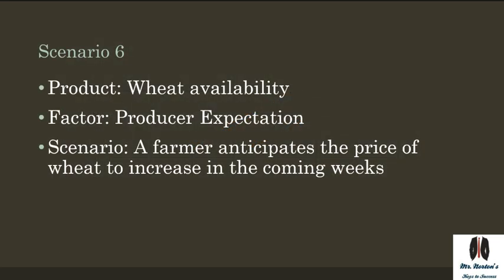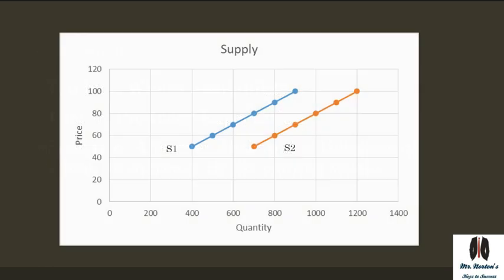All right, so let's do this one. Wheat availability, producer expectation. A farmer anticipates the price of wheat to increase in the coming weeks. And I don't know what's going on here. I fixed these and now they're not really fixed, but that's okay. We're just going to roll with it anyways here. So this is going to be another one that has to be switched. Our supply would be going down actually. So my mistake. This should go over to the left. So this should be S2 on the left and S1 over on the right.